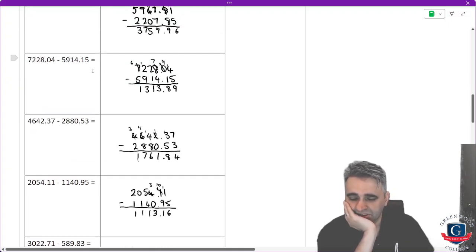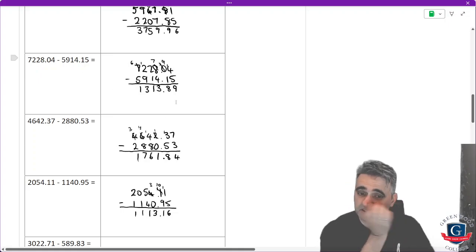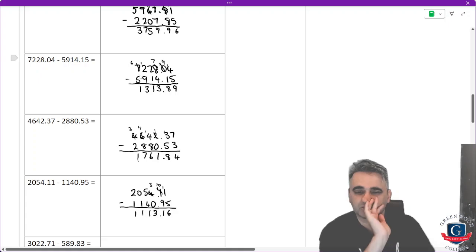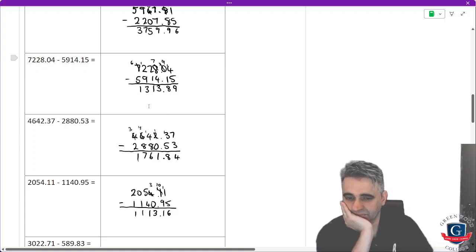Place that number on the top, this number on the bottom, same number of places, don't need to add any zeros. Can't take 5 from 4. Can't take it from 0, borrow from the 8, that becomes 7, this becomes 9, that becomes 14. 5 from 14 is 9, 1 from 9 is 8, 4 from 7 is 3, 1 from 2 is 1, 9 from 2 you can't. Borrow from the 7, make it a 6, make this 12, 9 from 12 is 3, 5 from 6 is 1. 1313.89.